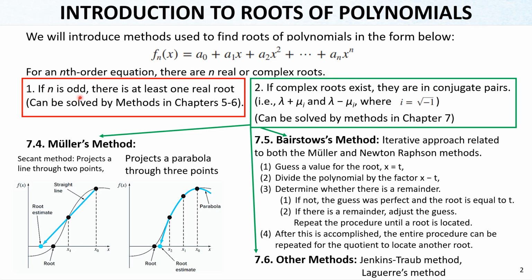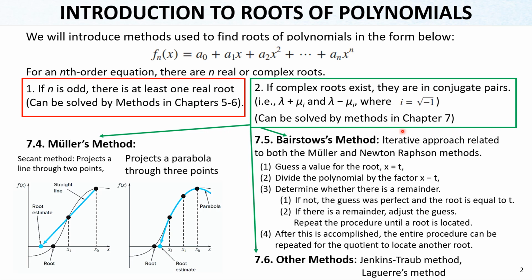And if n is odd, like 1, 3, 5, then there is at least one real root. If we have a real root, we can use the methods that we learned in chapter 5 and chapter 6. However, if we have complex roots, then they are in conjugate pairs, meaning that we will have, for example, lambda plus mu i and lambda minus mu i. This is called conjugate pairs, and the i is, as you know, the square root of minus 1. And these cannot be solved by the methods in chapter 5 and chapter 6, rather they can be solved by the methods in chapter 7.